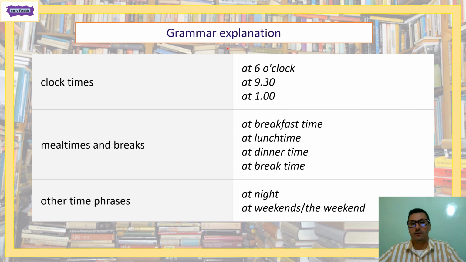Like before, grammar explanation. Clock times, meal times and breaks, other time phrases. Clock times: at 6 o'clock, at 9:30, at 1 o'clock. Meal times and breaks: at breakfast time, at lunch time, at dinner time, at break time. Other time phrases: at night, at the weekend.